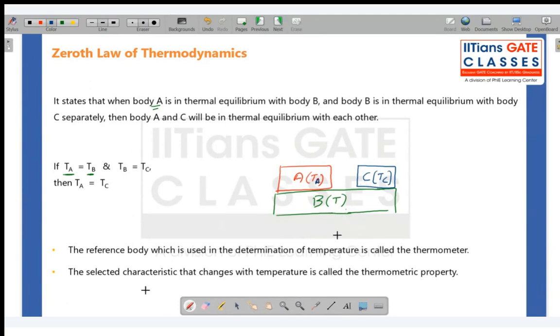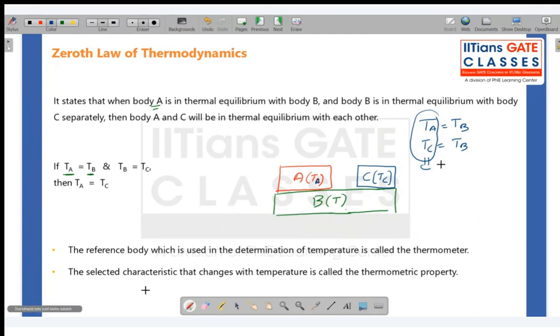If you bring two bodies together and their temperature is not changing, it simply means that their temperature is the same. So TA is equal to TB. Now I take body B somewhere else and join it with body C, and still their temperature is not changing. That means TC is equal to TB. If this scenario holds, then A and C are also in thermal equilibrium.